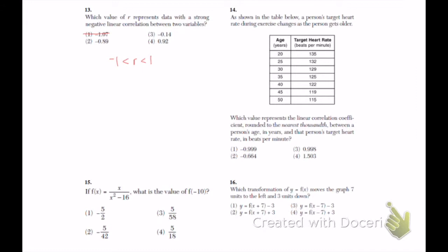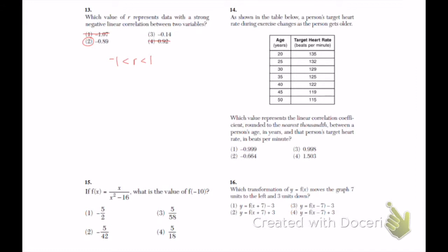We also know that it can't be choice 4 because choice 4 is a positive value. It's asking for a strong negative value. So it's either choice 2 or choice 3. Well, choice 2 is a very strong negative because it's closer to -1 than -0.14. So the choice would be choice number 2, -0.89. That's the closest value to -1 without going over -1.